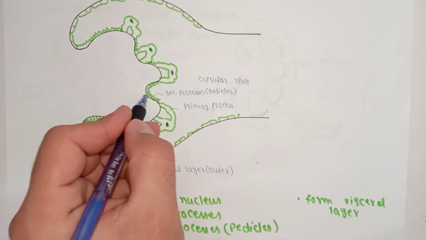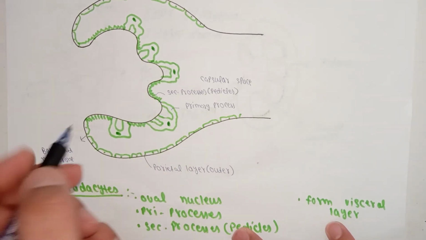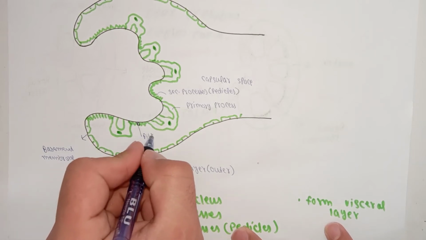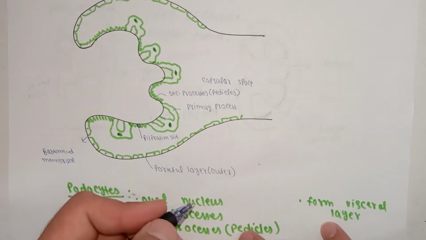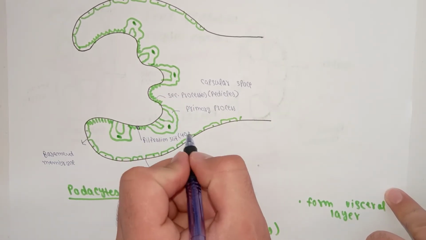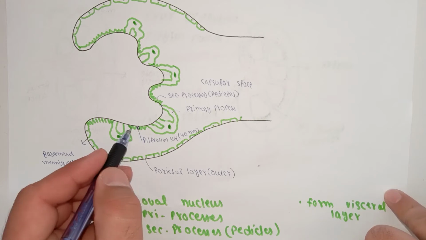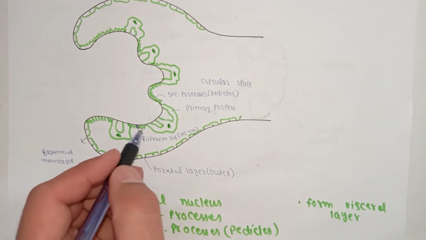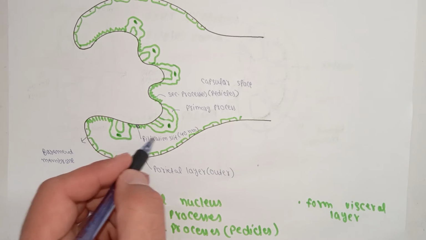Now another thing is that there are gaps present between the pedicels. This is one pedicel, this is another pedicel. Between these pedicels are gaps which are called filtration slits. A slit usually means a hole, and they have a width of about 40 nanometers. These slits are holes present between the pedicels, or secondary processes, of the podocytes, covered by the filtration diaphragm, the slit membranes.